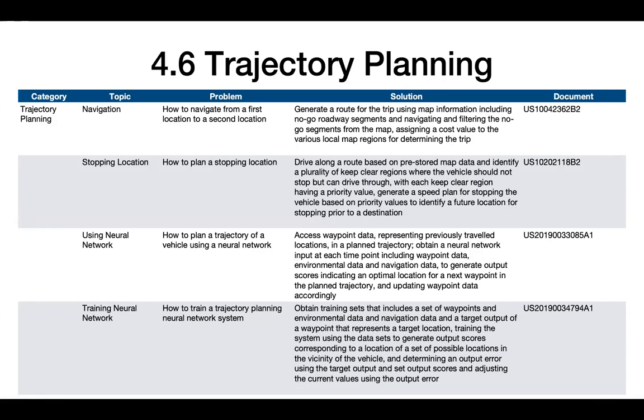Okay, stopping location. How do I plan my stopping location? Drive along a route based on pre-stored map data, identify a plurality of keep clear regions where I should not stop, but I can drive through, and then with each of those regions have a priority value and generate a speed plan for stopping the vehicle based on those priority values to identify what that future location is going to be for stopping at.